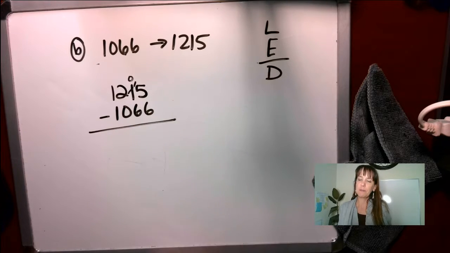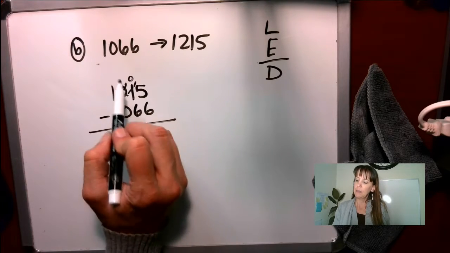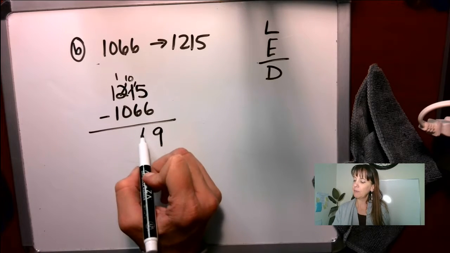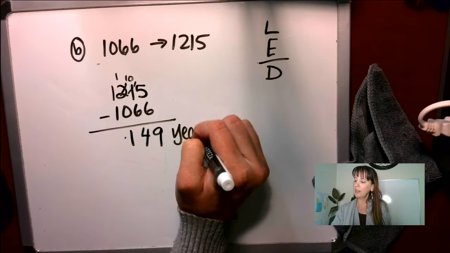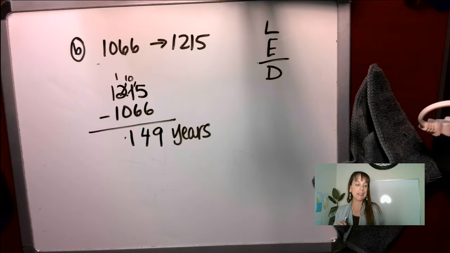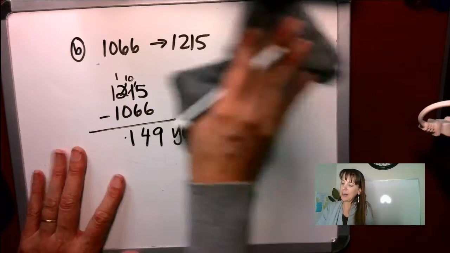Make that 0, make that 15. That's going to be a 9. Make that a 1, make that a 10. We get 4. 1 minus 0, then we get 1. 149 years. All right, guys, hopefully that makes some sense.